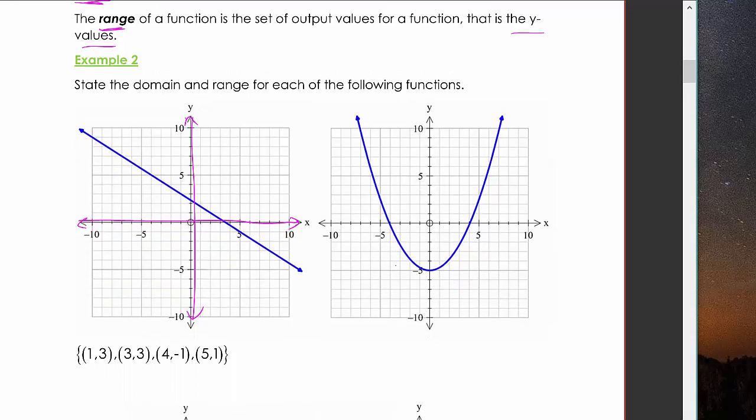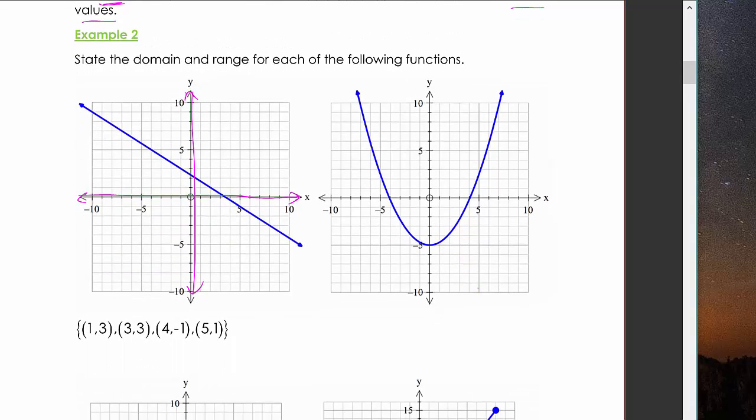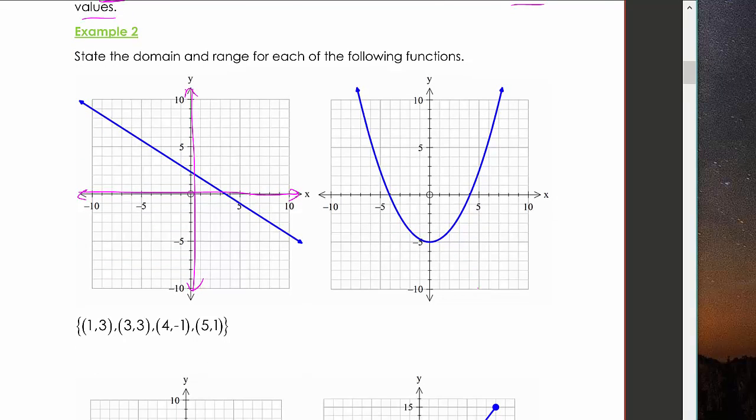So we want to state the domain and range for each of the following functions. If we look at the arrows, again, we know that that line's just going to go off to infinity like this. So there's never going to be any part of the x-axis that doesn't have some line above it. And therefore, every single real value is an input value. And we write that as x is a real. So that's our domain. X is a real.